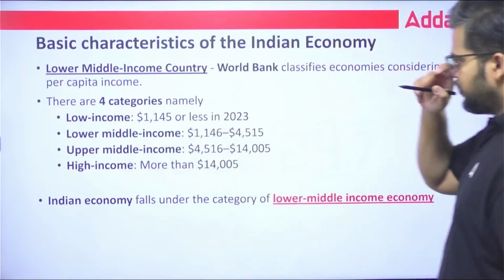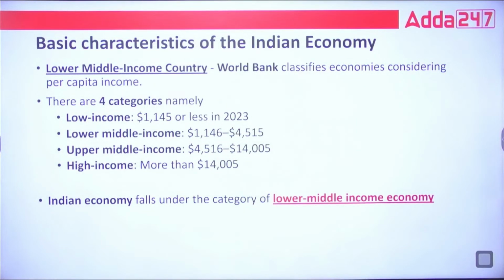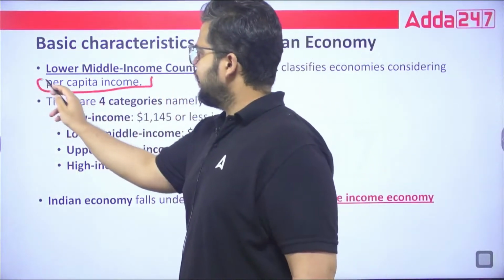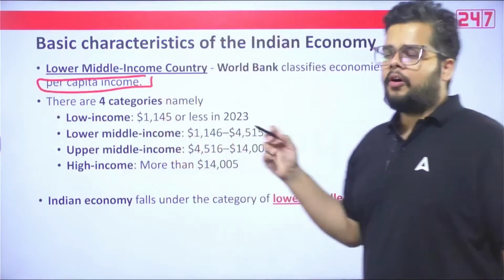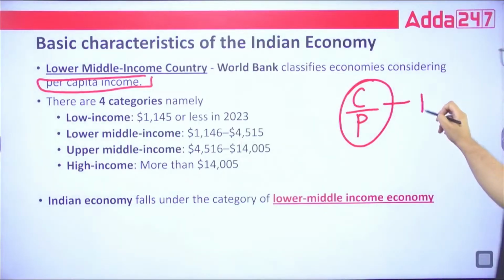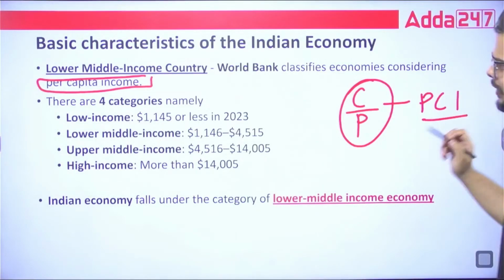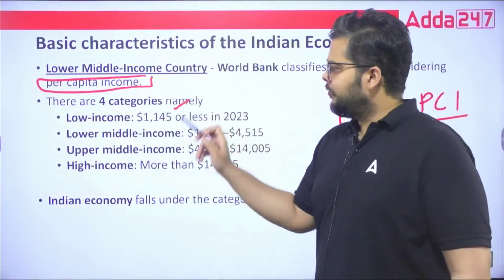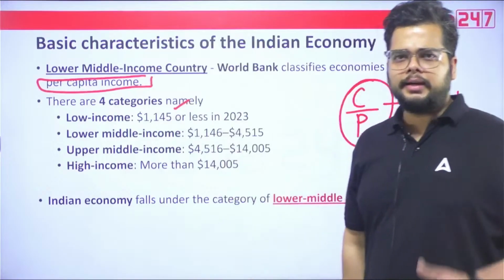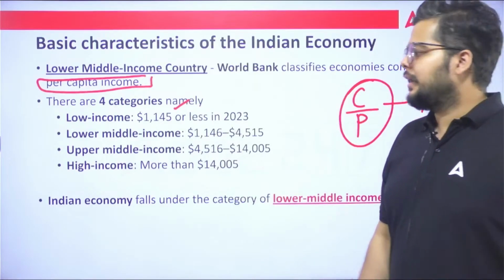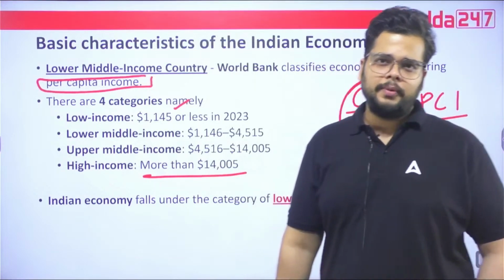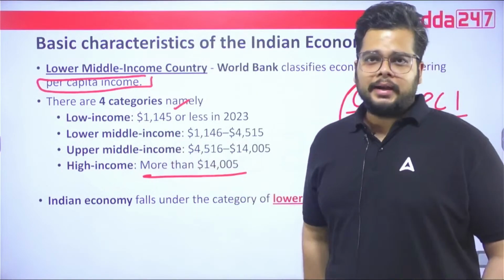So when we talk about the World Bank classification of economies, World Bank has classified according to the per capita income. The total income of a country divided by the total population of that country will give you what? Per capita income. So if the per capita income is $1145 or less than that, then the country will be falling under the low income category. And if it is more than $14,005, you will be falling under the high income country category.